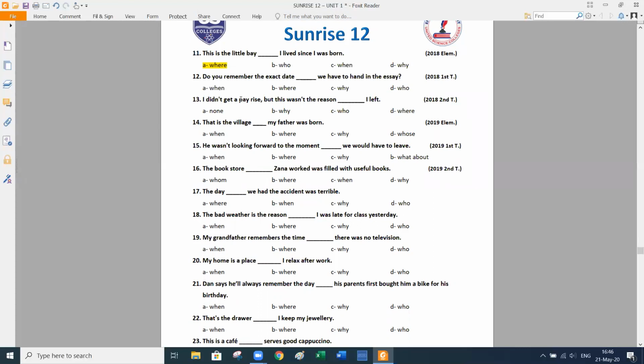And the next one, do you remember the exact date we have to hand in the essay? So we have to hand in the essay. When do we have to hand in the essay? We're talking about a date. We are talking about a time expression, a time reference. So the answer should be when.